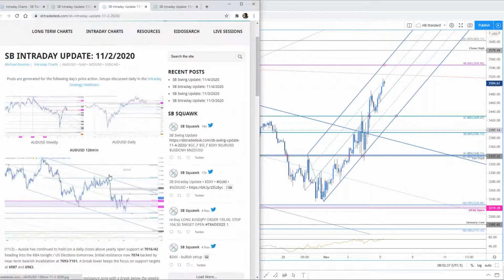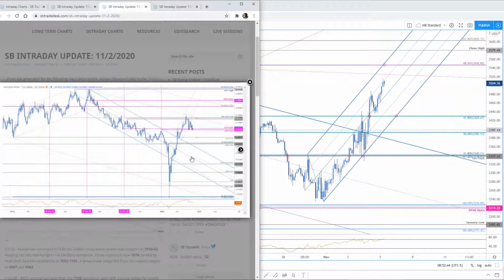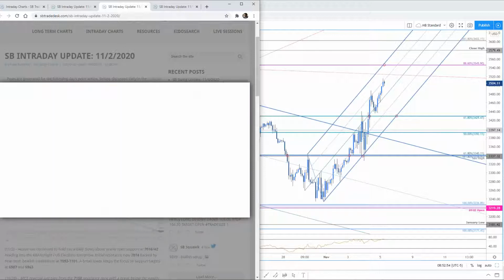Here's Aussie. The basic zone of influence was all about 70-16, 70-42. We've been talking about this zone for years. It's last year's open. It's this year's open. It's a major inflection zone in price. We opened the week back again, testing this zone of support.